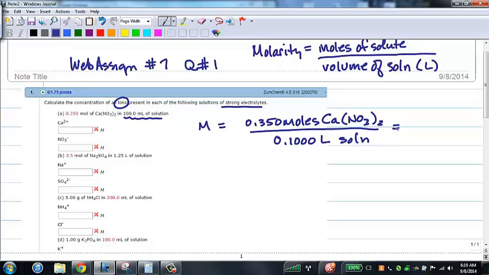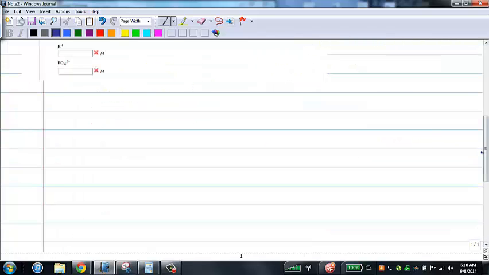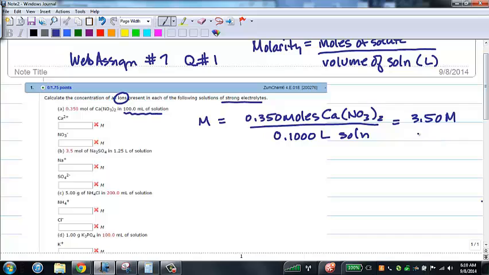Dividing 0.35 by 0.1, we get 3.5 molar. Should have 3 significant figures. That's the concentration of the calcium nitrate. That is the solute in this particular problem. But they're asking us to find the concentration of the calcium ions and the nitrate ions, not the concentration of the full solute calcium nitrate.